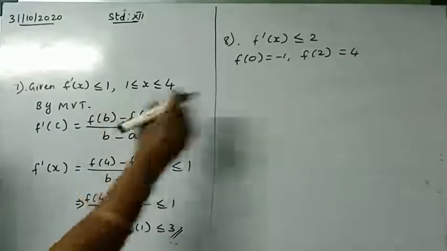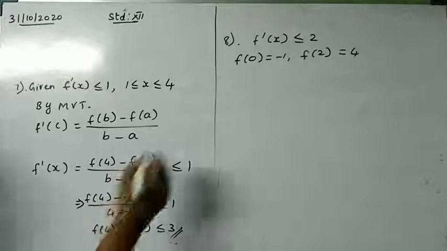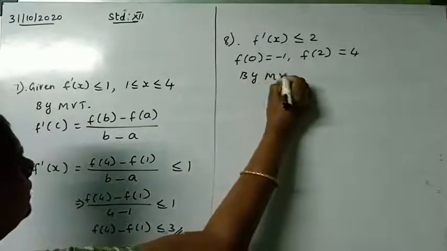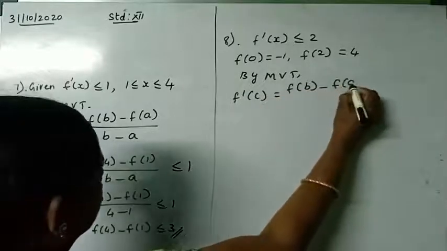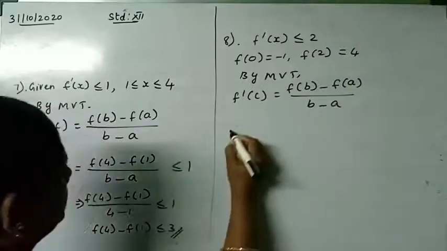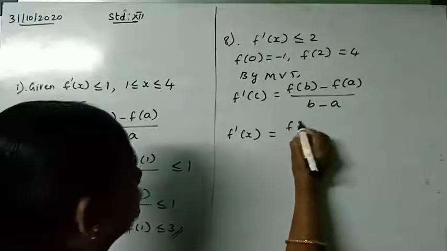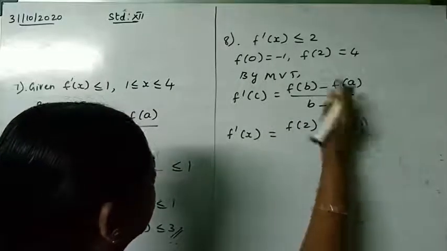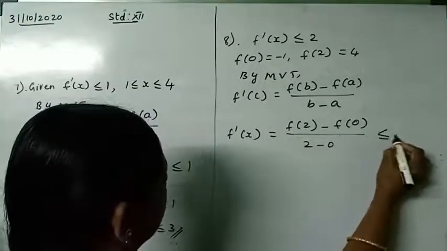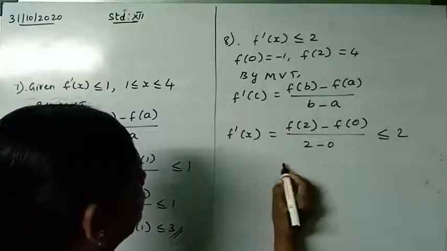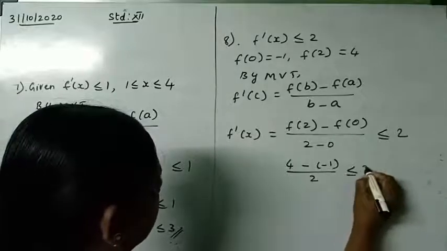So f of x is continuous and differentiable, everything is applied. So by the mean value theorem we can say f dash of c equals f of b minus f of a divided by b minus a. Here f of 2 minus f of 0, taking it as the interval, divided by 2 minus 0 is less than or equal to 2, it is given. Now f of 2 is 4, minus of minus 1, divided by 2 is less than or equal to 2.